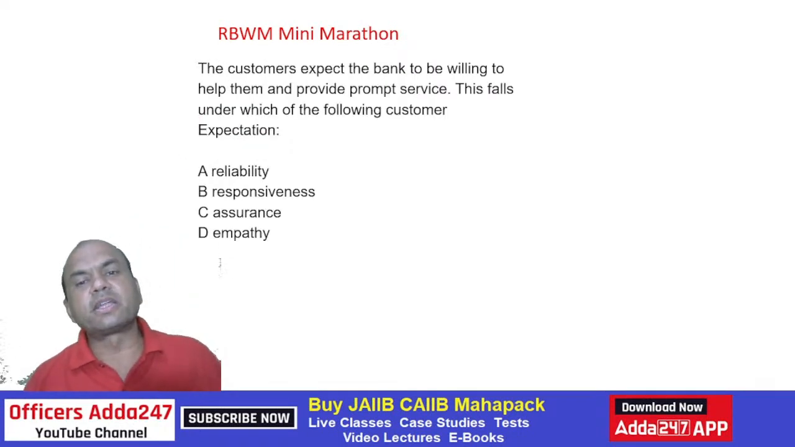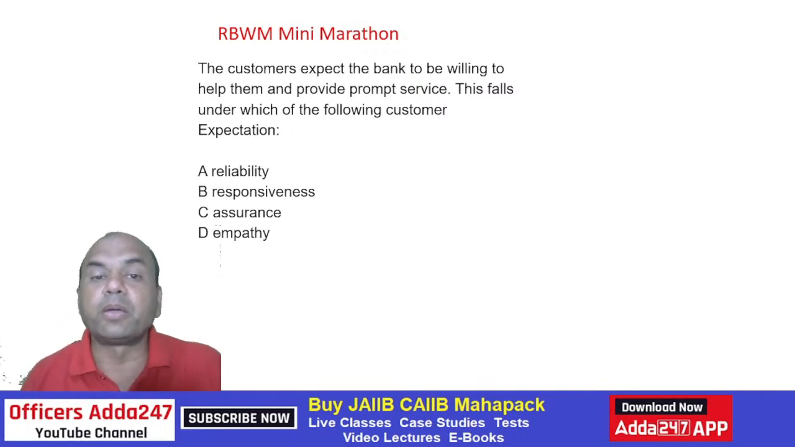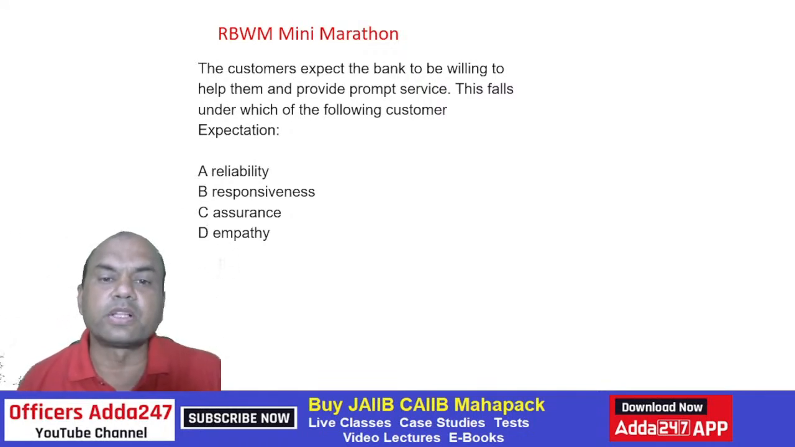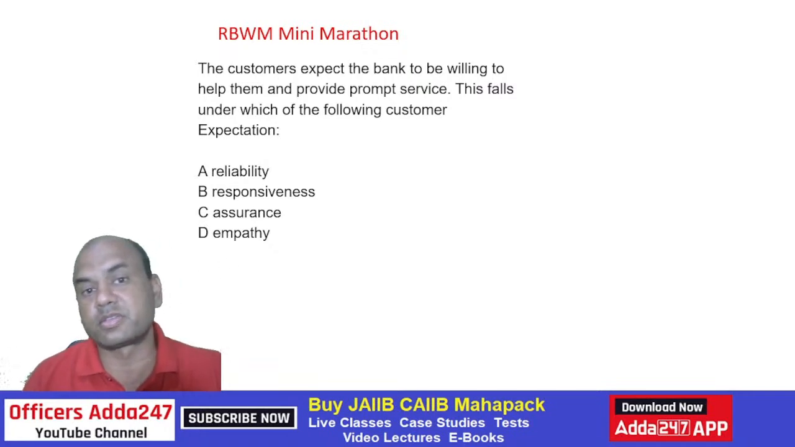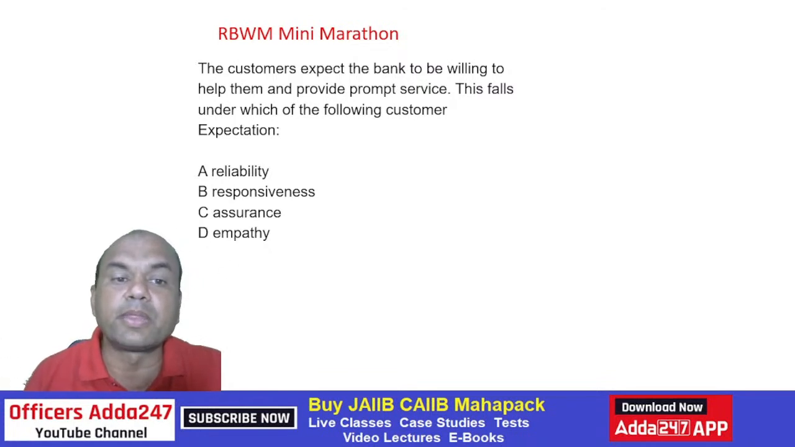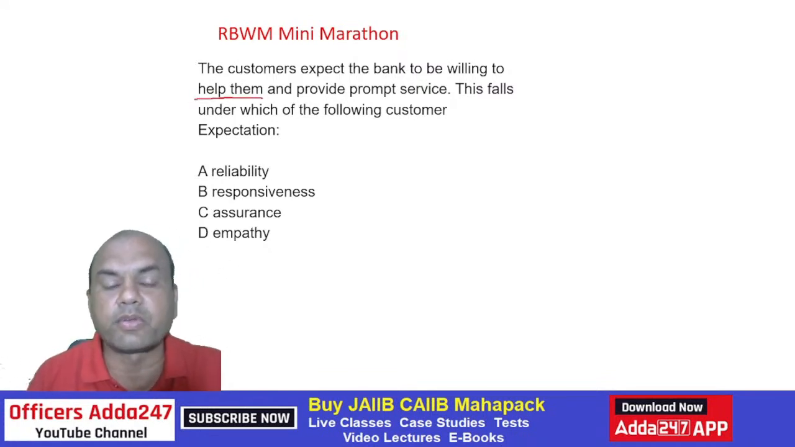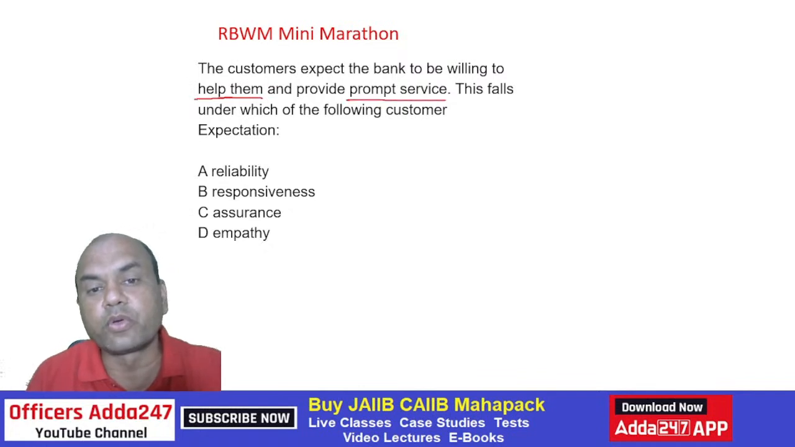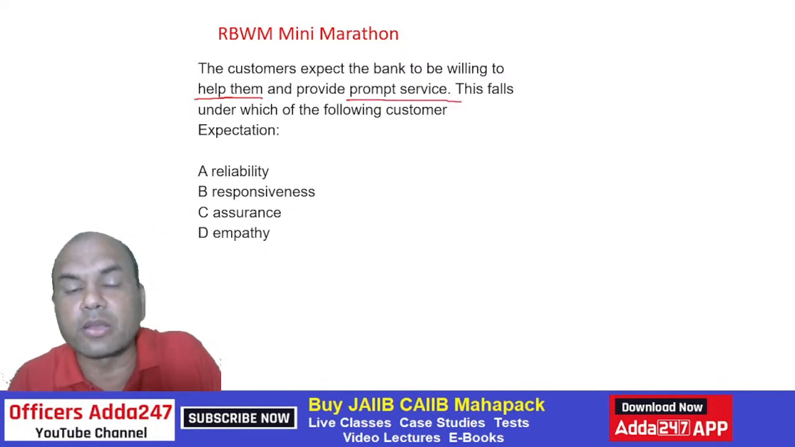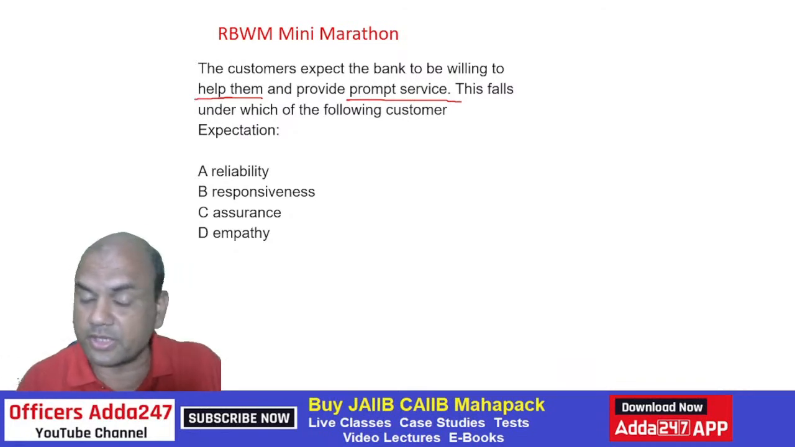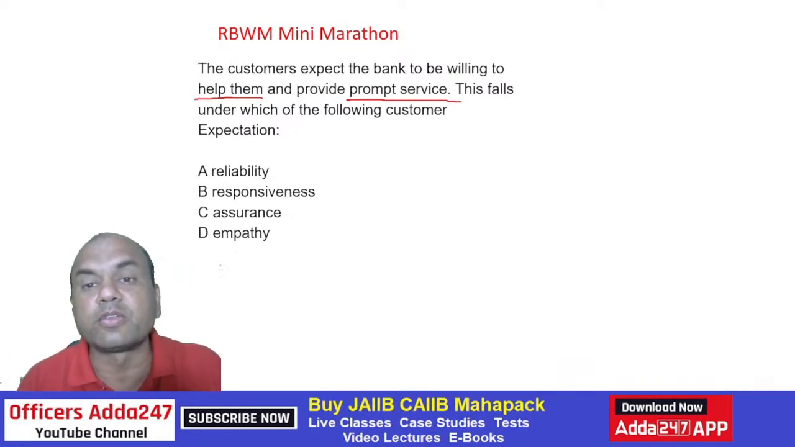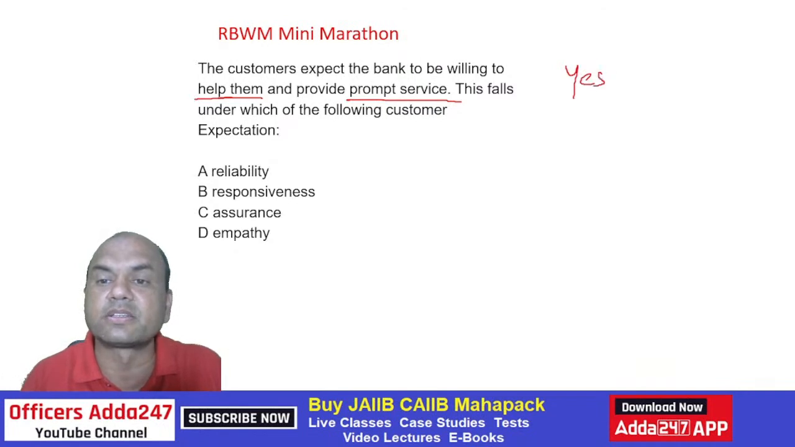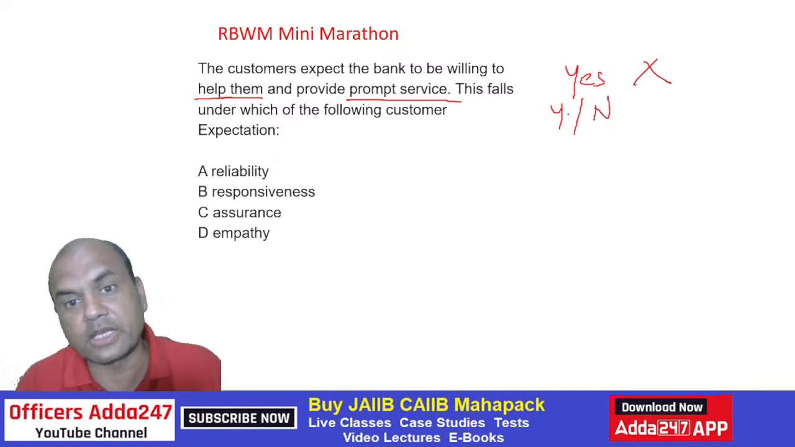The customers expect the bank to be willing to help them and provide prompt service. This falls under which of the following expectations? If you are the customer of the bank, what will you expect? That it is willing to help you whenever you require it, and prompt service. If you ask for something, that should be immediately either provided or not provided. Prompt service doesn't mean always yes. It can be yes or no, but with speed.